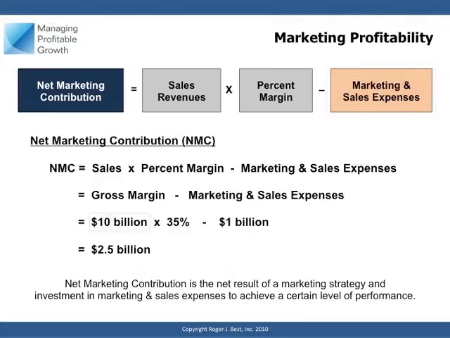For example, sales of $10 billion with a 35% margin produces a gross profit of $3.5 billion. After deducting $1 billion in marketing and sales expenses, the net marketing contribution is $2.5 billion. This is the marketing profit the company attained as a result of the company's marketing strategies and investment in marketing and sales expenses.